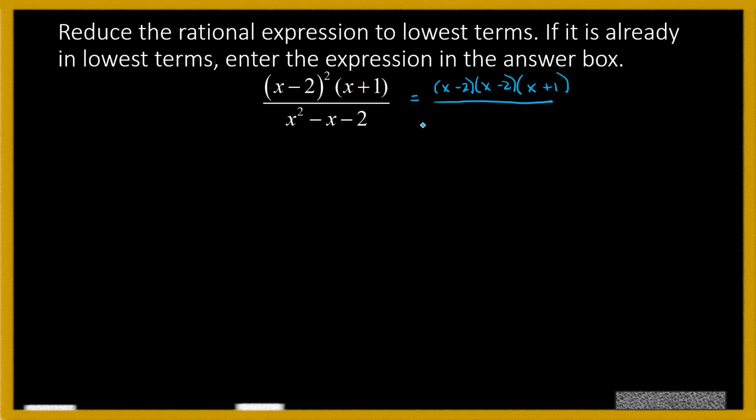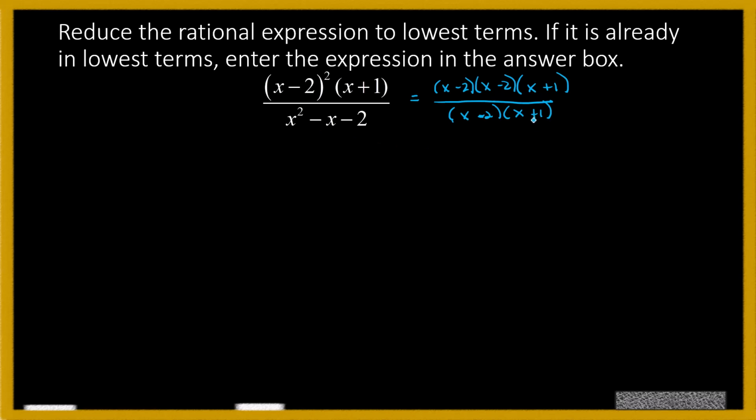I am told to factor everything, so let's factor the denominator. Let's see, that's going to be x minus 2 times x plus 1. And again, I always want to check to see I have the signs correctly. So if I have minus 2x in the middle, plus 1x, that works to minus x.